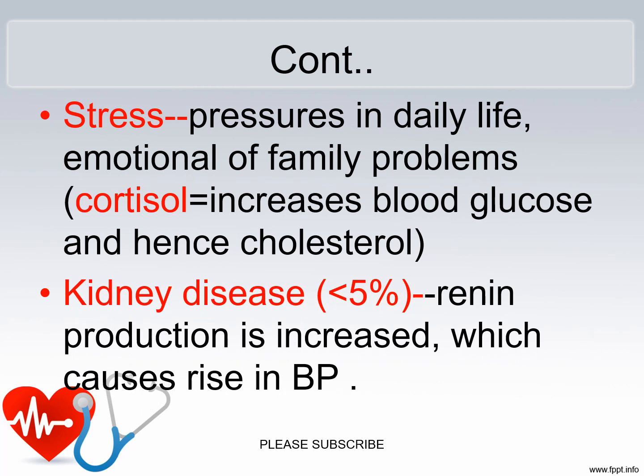Then we have kidney diseases. Diseases of the kidney account for less than 5% of all hypertensive conditions. This causes renin production to be increased. Remember this one: if, let's say, there's a tumor in the kidneys, it will cause the glomerular filtration rate to reduce, and once the juxtaglomerular cells detect the reduced glomerular filtration rate, they start producing renin, and if renin is produced, the renin-angiotensin-aldosterone system is kick-started, and then blood pressure is increased.